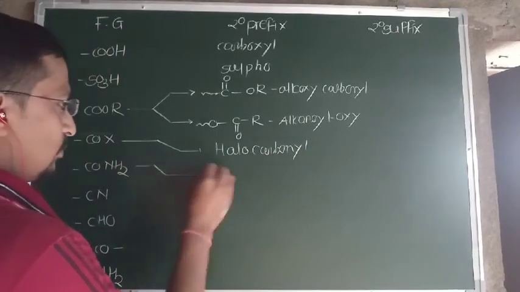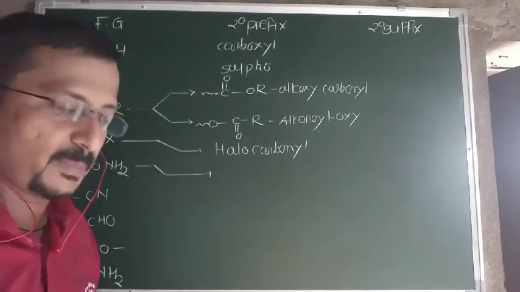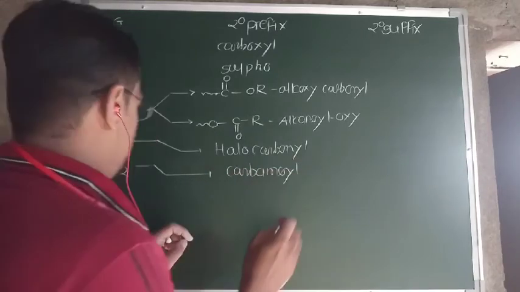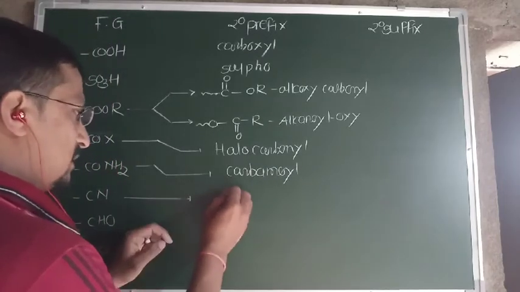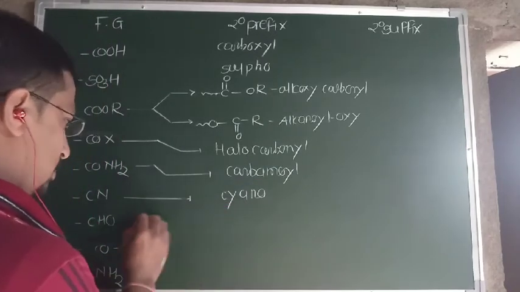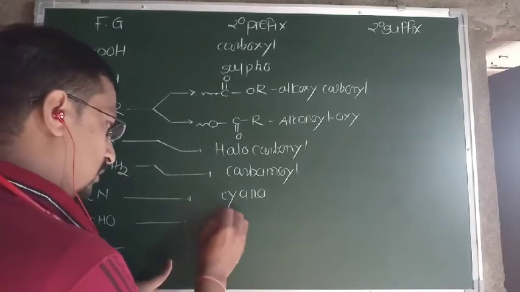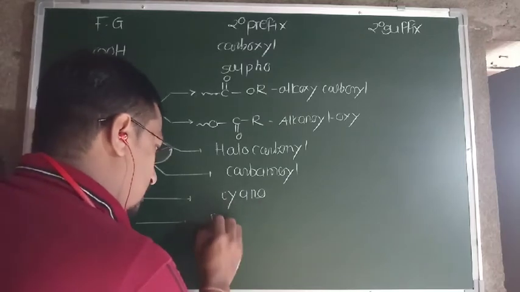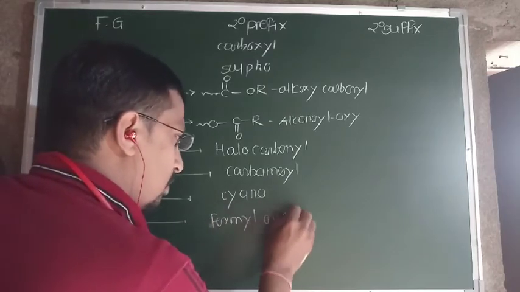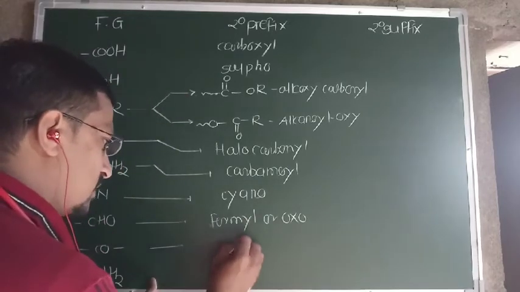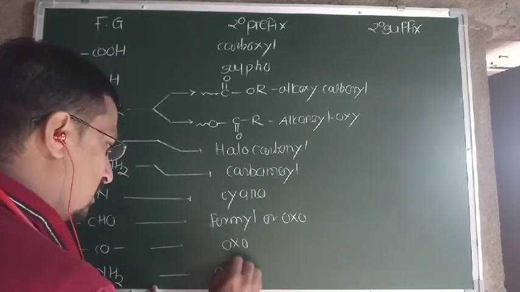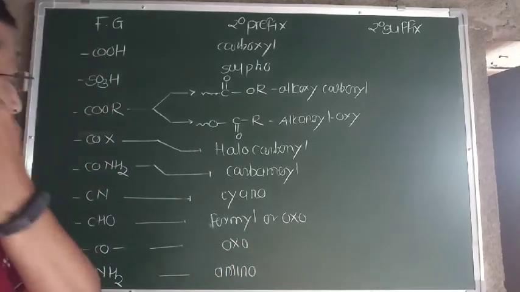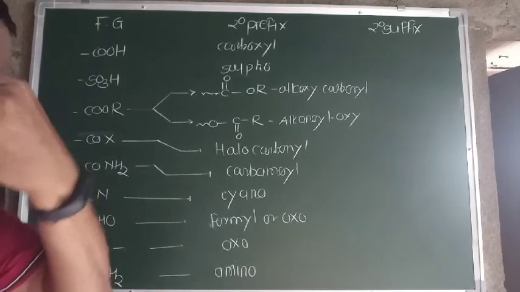For CONH2, that is the amide, it is the carbamoyl. For CN it is cyano. For CHO it is either formyl or oxo. For ketonic it is compulsory oxo, and for NH2 it is amino. Okay, for NH2 amino is used. So these are the secondary prefixes.